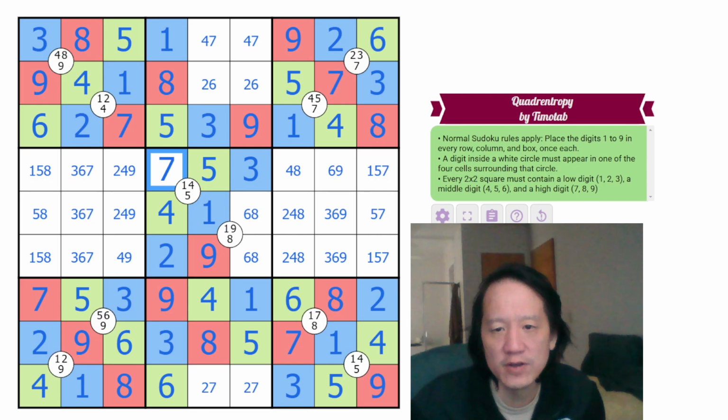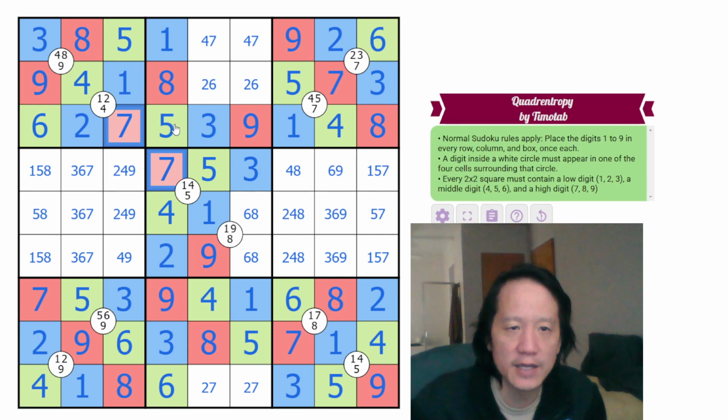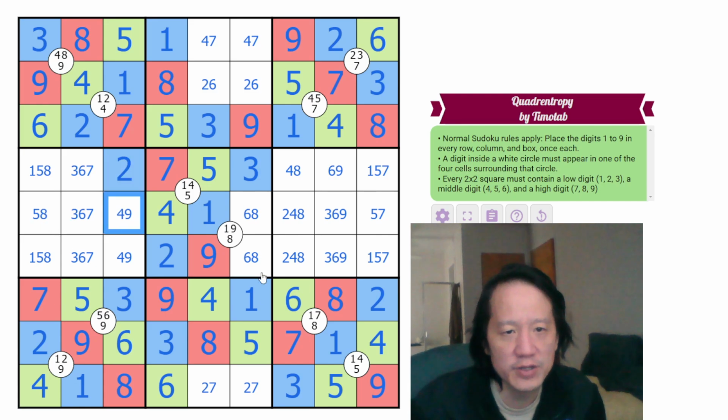And this is 7. So that's a high. So now we have 2 highs and a middle in this 2x2 area. We need a low digit. So this must be low, which makes this a 2. So this cannot be a 2 anymore.